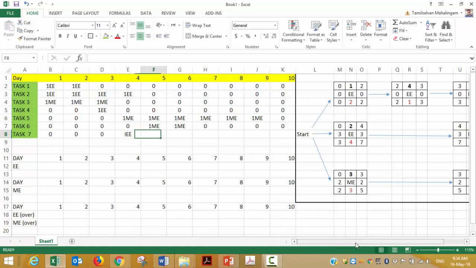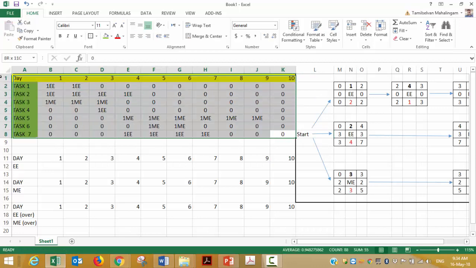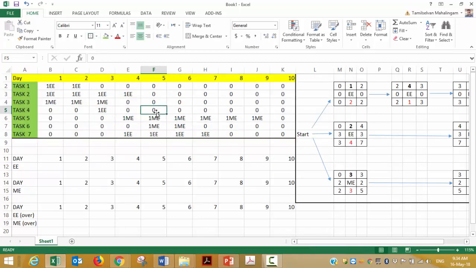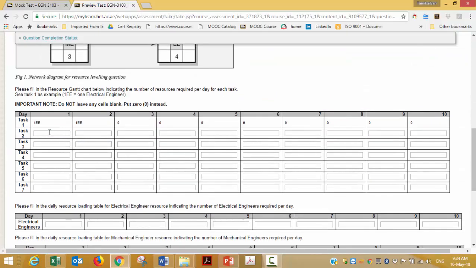So 1 EE, okay, should be 1 EE for how many days? 4 days. So we're just going to copy this twice, then put 0, 0, 0. Okay, that's it. So this is the first table in your Blackboard. So you just have to fill it.